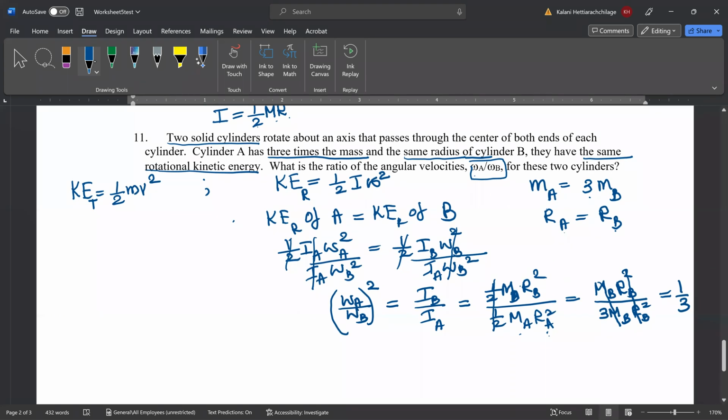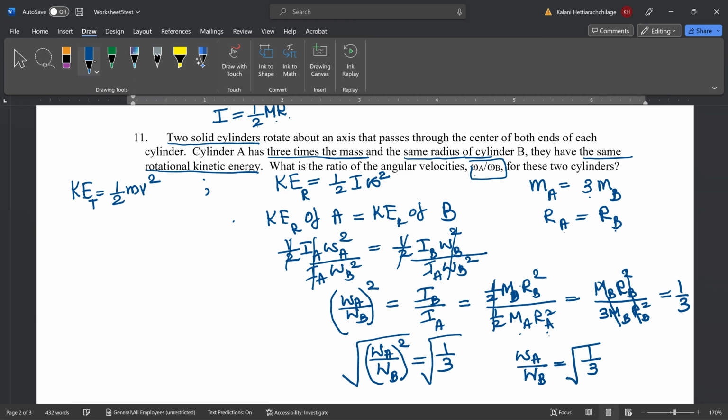Okay, so omega A over omega B is the one being asked. So what I have right now, I'm going to rewrite as my final formula, 1 over 3. Now what we're going to do is take the square root of this side and the square root of this side. Then you're going to end up with omega A over omega B on the left equal to the square root of 1 over 3. That will be your final answer. Okay, so let's stop here.